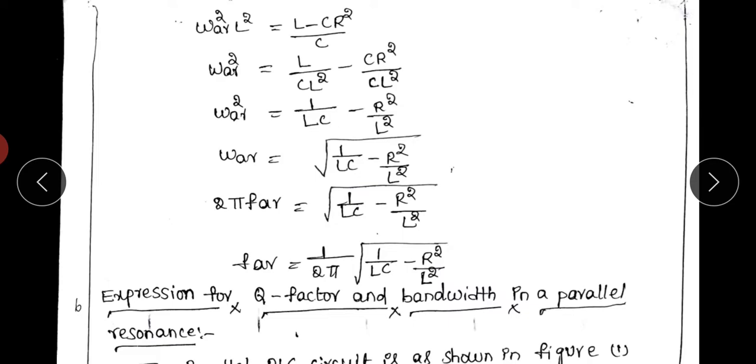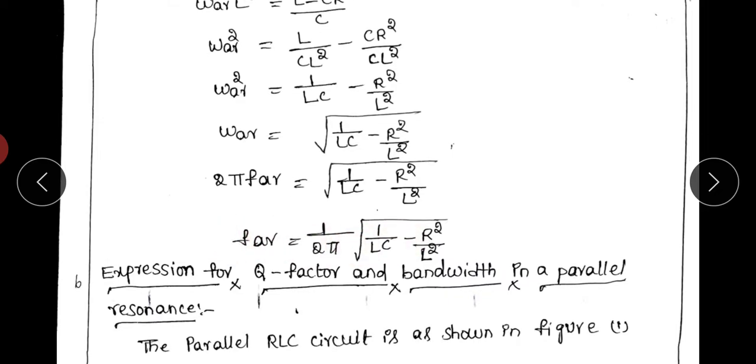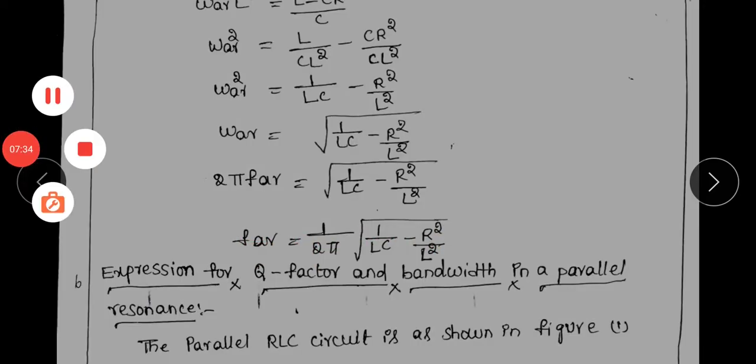We know that omega equals 2 pi f. So 2 pi f_ar equals square root of 1 by LC minus R square by L square, or f_ar equals 1 by 2 pi square root of 1 by LC minus R square by L square. This is the resonance frequency or anti-resonance frequency formula of a parallel RLC circuit.